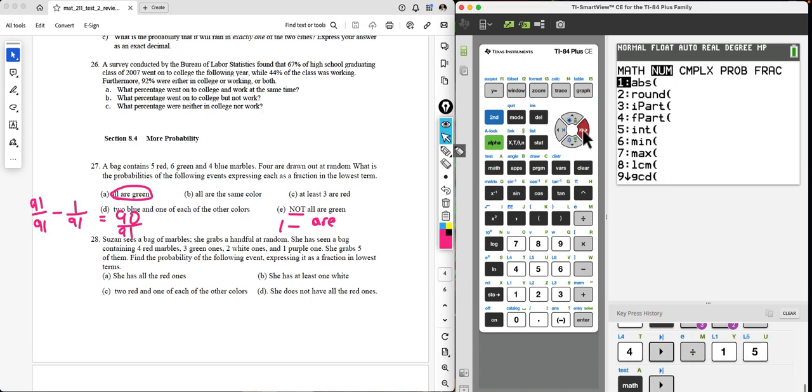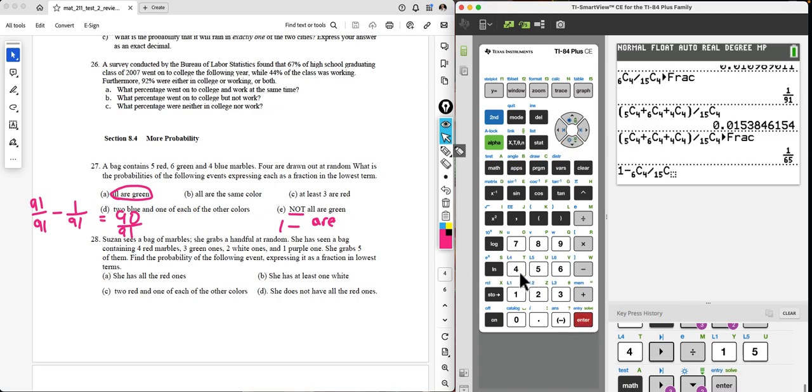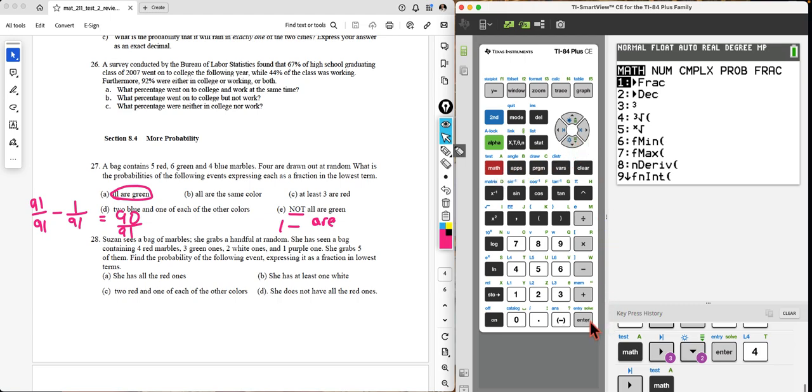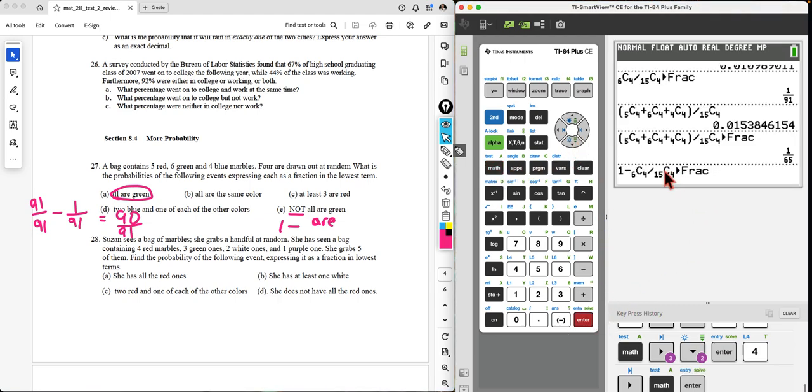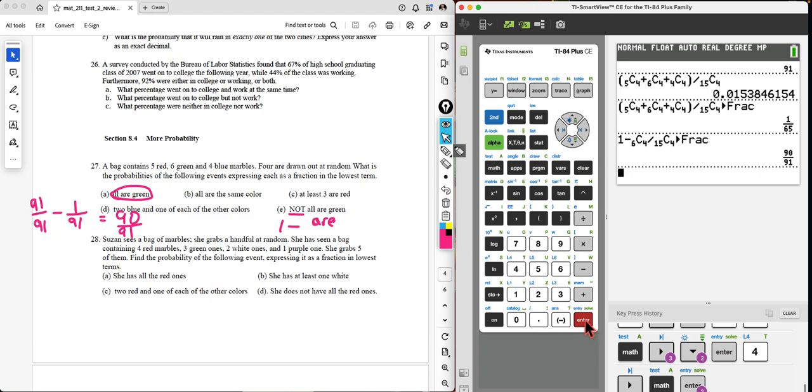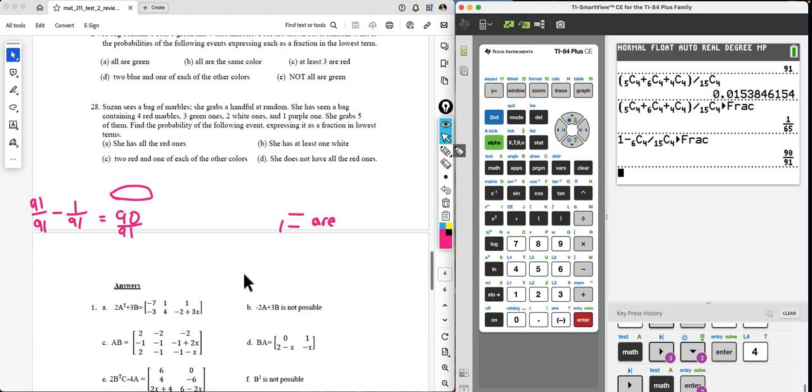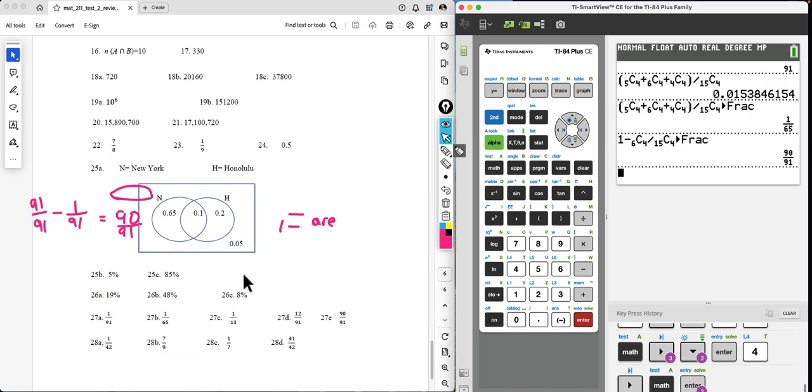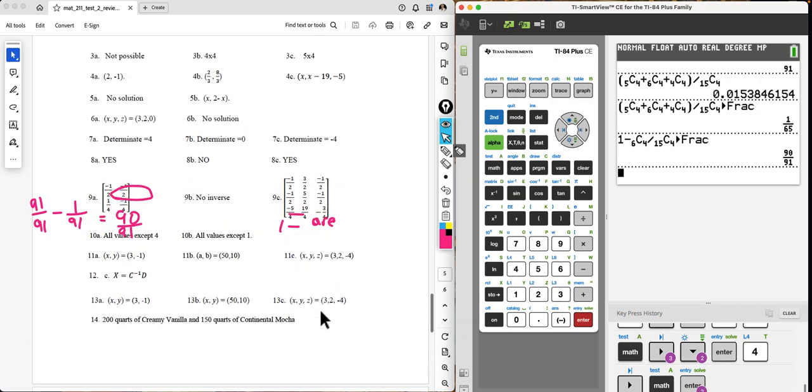Math, choose 4. And then let's see if this works. I haven't got the parentheses around it, but what if I just make this last one the fraction? I'm just testing it out. It might work, it might not, because it's going to make this last one into a fraction. I think it will keep the one subtraction as a fraction. If not, put parentheses around it. It did, 90 out of 91. And you'll see for 27e, come down here, 27e, 90 out of 91. So that's the easier way to do it.